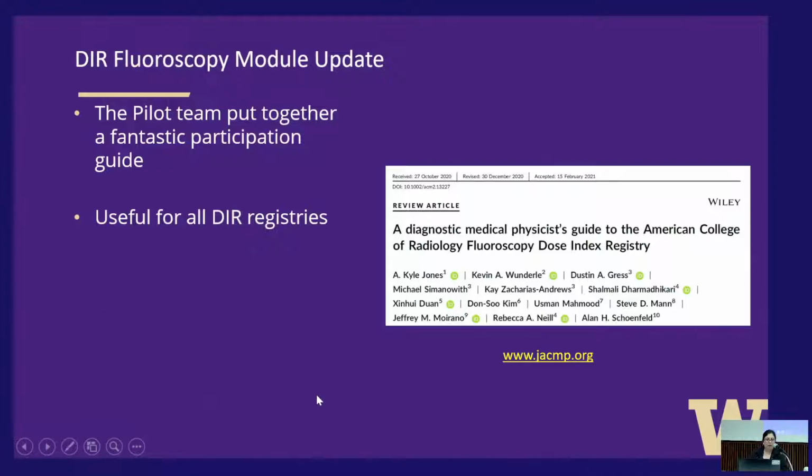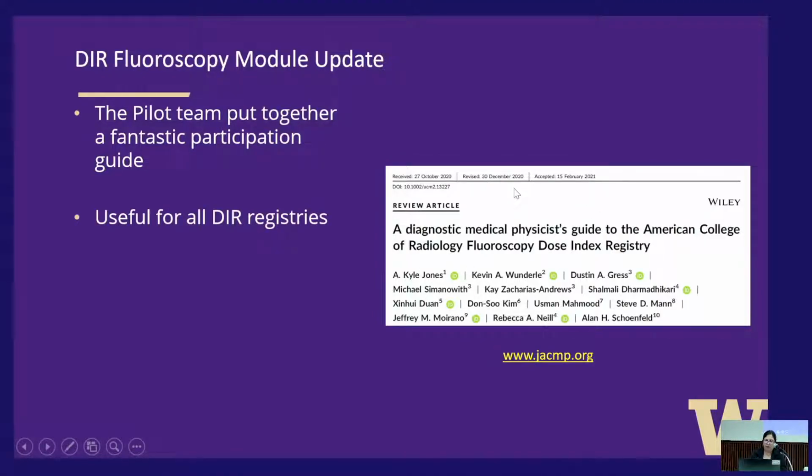The pilot team put together a fantastic participation guide, and I think even Sam showed it in one of his slides. They put a paper together on how you, as a medical physicist, get started with getting involved in the American College of Radiology fluoroscopy dose index registry. But the guidance in this document can be used for participating in any registry. It talks about how to register your site, what mapping you have to do, and any other information to help you get involved successfully.